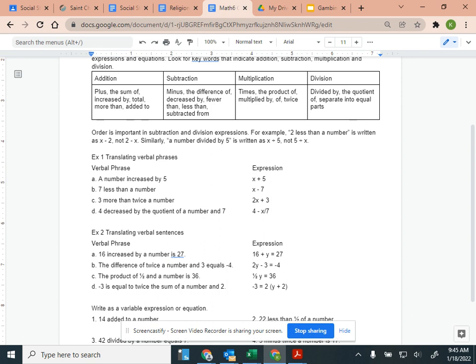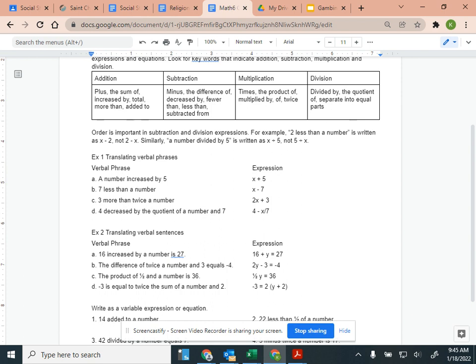Subtraction, all of these terms mean you need to subtract. Minus, finding the difference of two numbers, being decreased by a certain amount, fewer than, less than, and subtracted from. All mean you need to subtract.